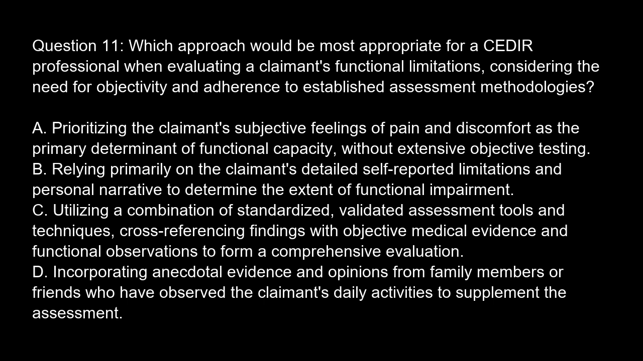Option A. Prioritizing the claimant's subjective feelings of pain and discomfort as the primary determinant of functional capacity, without extensive objective testing. Option B. Relying primarily on the claimant's detailed self-reported limitations and personal narrative to determine the extent of functional impairment. Option C. Utilizing a combination of standardized, validated assessment tools and techniques, cross-referencing findings with objective medical evidence and functional observations to form a comprehensive evaluation. Option D. Incorporating anecdotal evidence and opinions from family members or friends who have observed the claimant's daily activities to supplement the assessment.